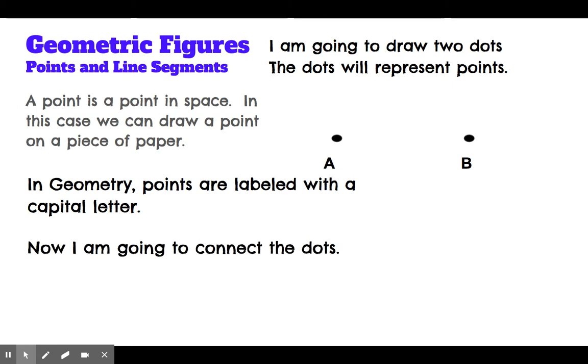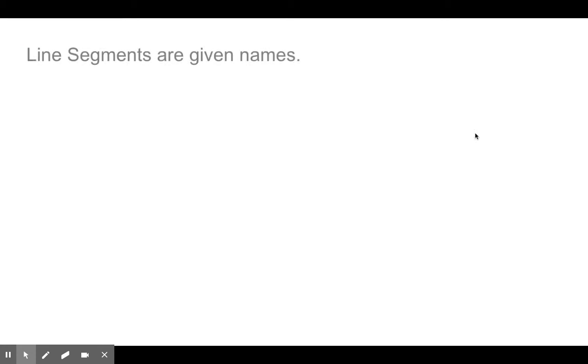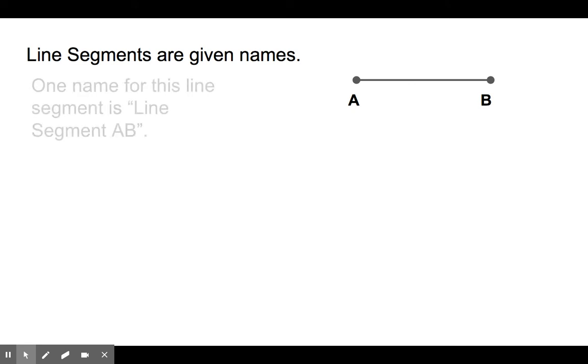Now what I'm going to do is connect the dots. And what we have now is called a line segment. We know it's a line segment because it has two endpoints. Here's one endpoint, point A, and point B is the other endpoint. Line segments are given names. So here's our line segment that I drew on the slide before. One name for this line segment is line segment AB.